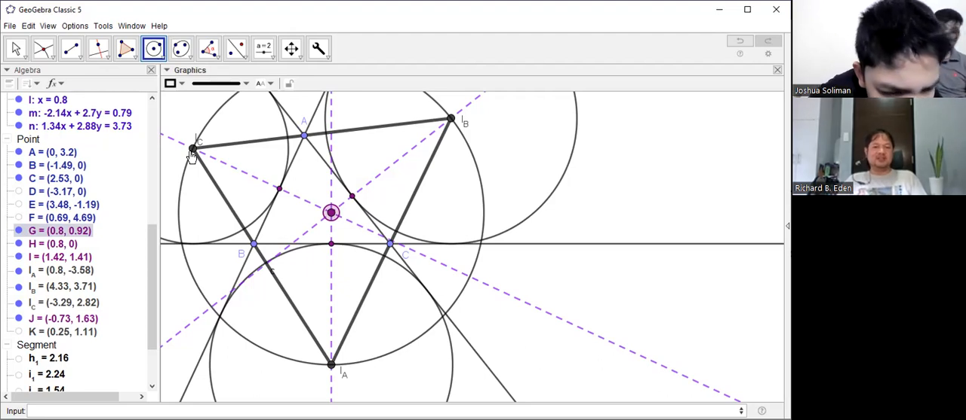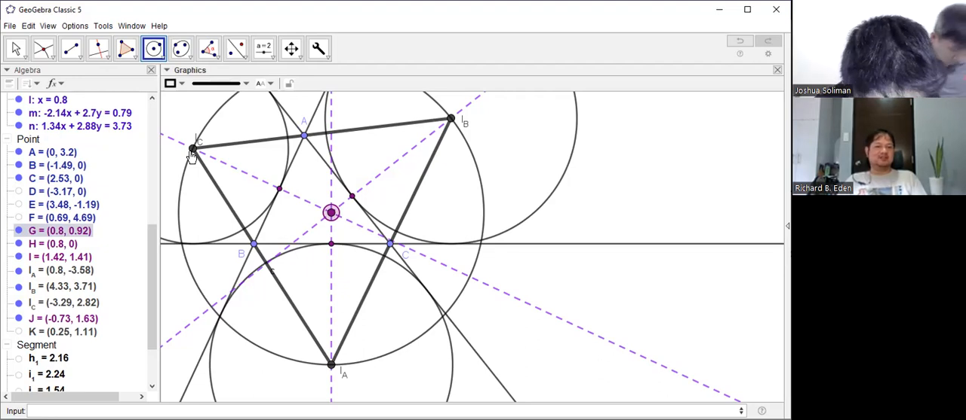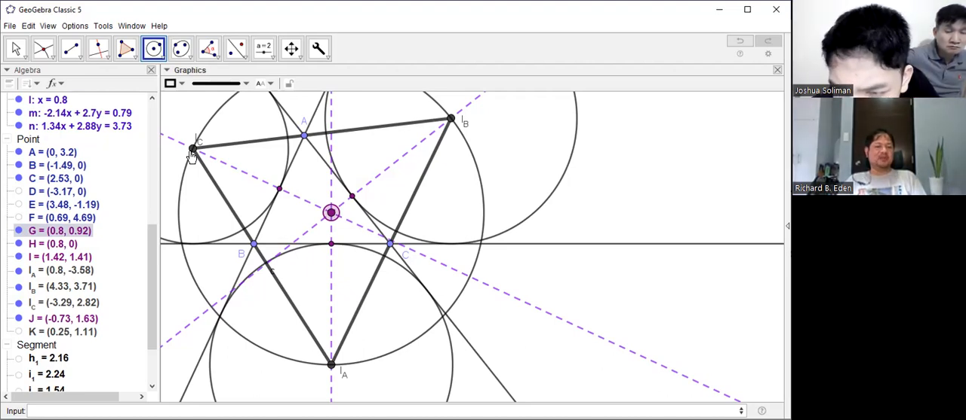That makes sense. So this point in particular, it appears that the perpendiculars to the excircle touch points are concurrent at the circumcenter of the excentral triangle. So the circumcenter of the excentral triangle is the point of concurrency of the perpendiculars through the excircle touch points.